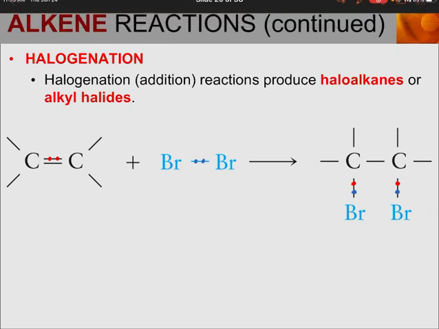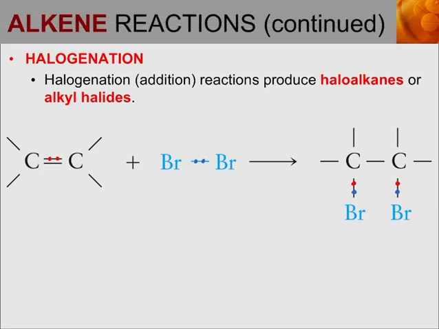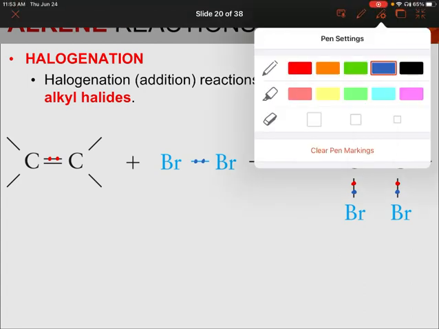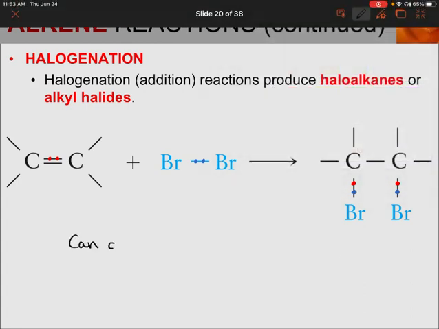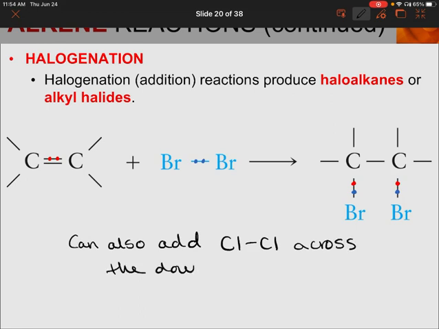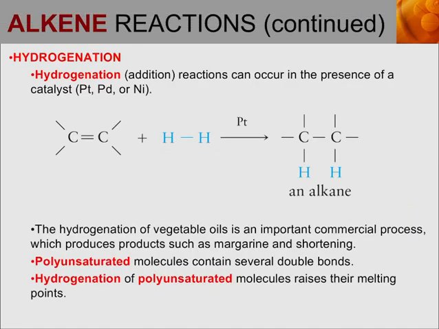Now we call this halogenation because bromine is a halogen. You could also use chlorine, so you could also add Cl2 across the double bond. All right, so that's not too bad, right?